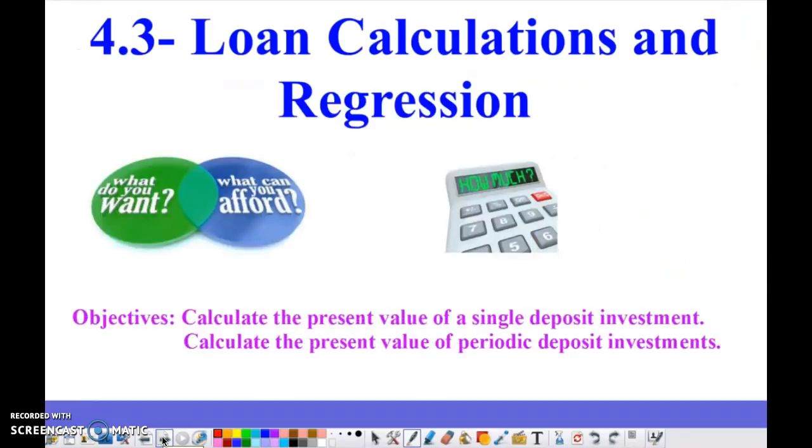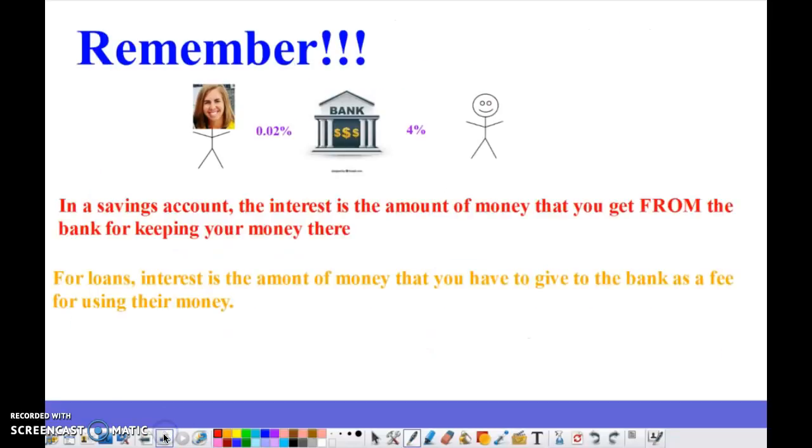Today we're going to talk some more about loan calculations and some regression. In other words, we're going to figure out how much interest I'm going to be paying if I get a loan, what I'm going to be paying in total for my loan, as well as what the length of my loan is going to be.